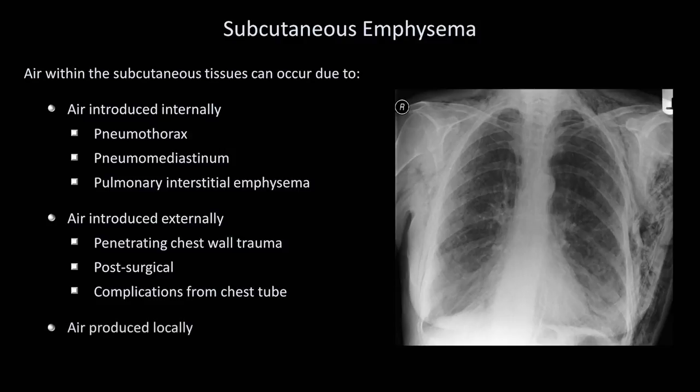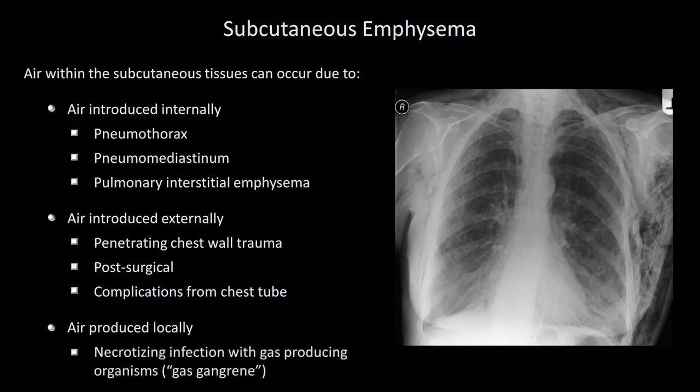Finally, the subcu gas can be produced locally by a necrotizing infection with a gas-producing organism, otherwise known as gas gangrene.